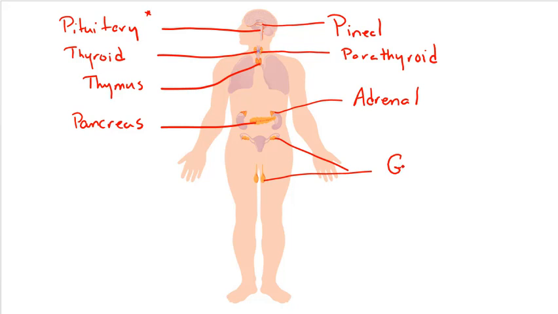Finally, we have the gonads. This is the term used to refer to the primary male and female sex organs. In males, this would be the testes. In females, it would be the ovaries.